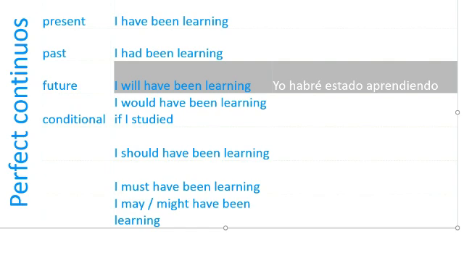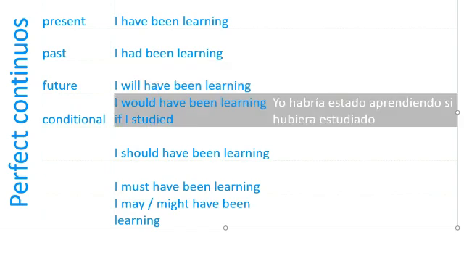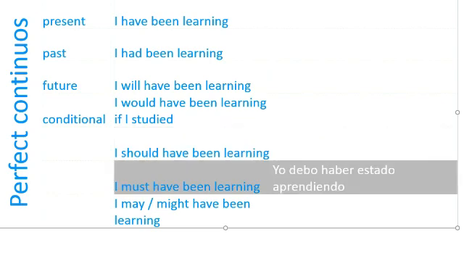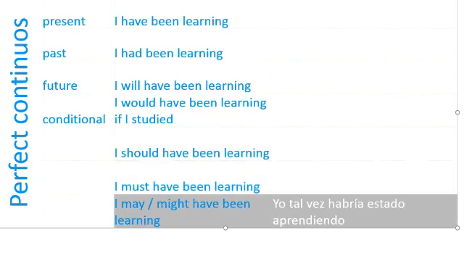Conditional. I would have been learning if I studied. Yo habría estado aprendiendo si hubiera estudiado. I should have been learning. Yo debería haber estado aprendiendo. I must have been learning. Yo debo haber estado aprendiendo. I may or might have been learning. Yo tal vez habría estado aprendiendo.